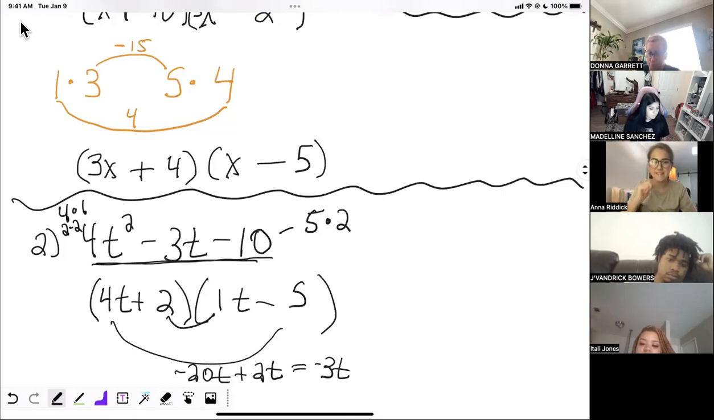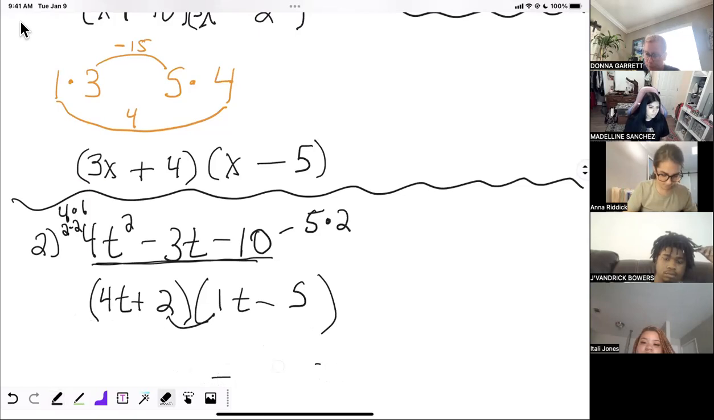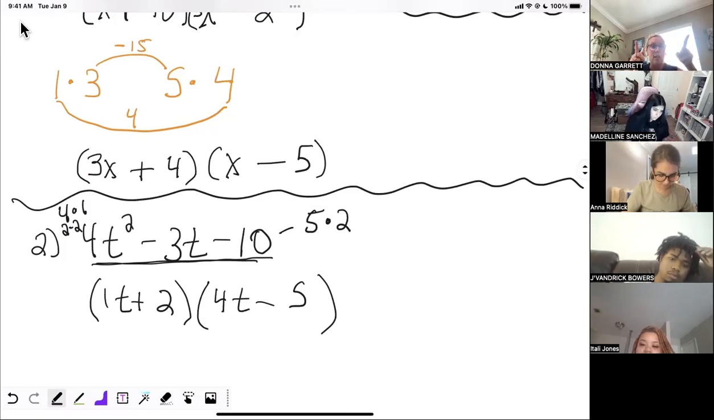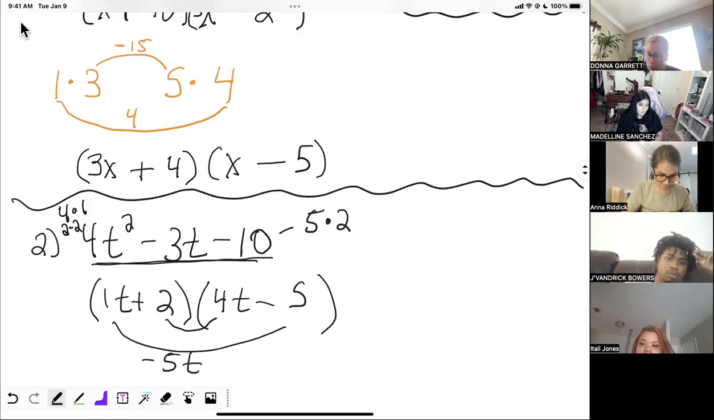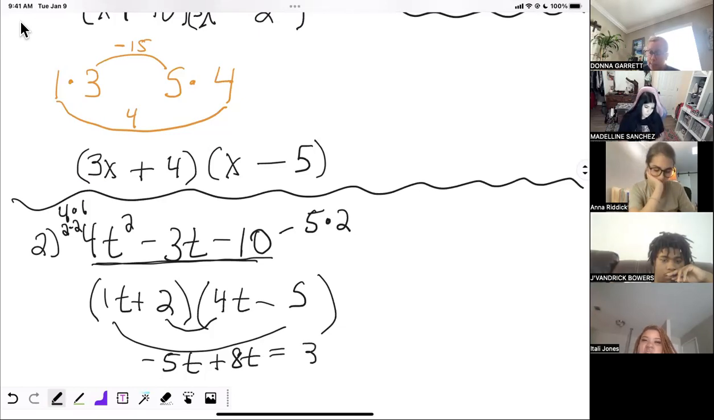No. What am I going to do? I'm going to switch my 4. I'll put the 4 here, and I'm going to put the 1 here. I'm going to try it again. Look outside, look inside. Outside, negative 5t, inside, positive 8t. Does that make negative 3? Ooh, no, but we're close. It makes positive 3t.